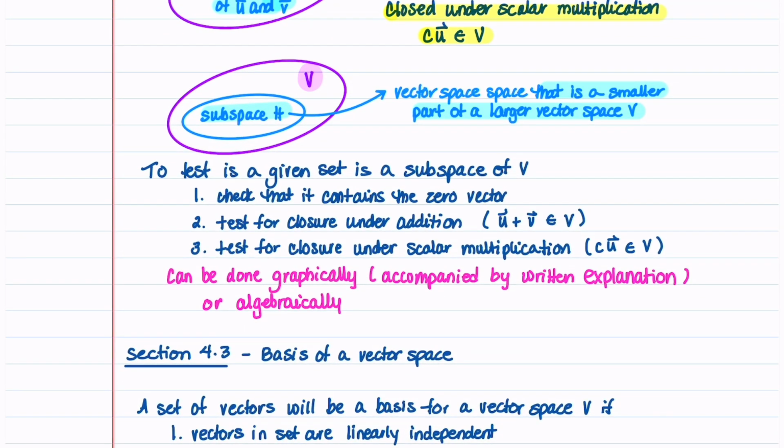We then looked at a lot of problems to test if a given set is a subspace of a vector space. We have to check three things. The first thing we check is that it contains the zero vector. We then test for closure under addition by adding u plus v and making sure that it's an element of our vector space V. And then we test for closure under scalar multiplication, making sure that a scalar times our vector u is in V.